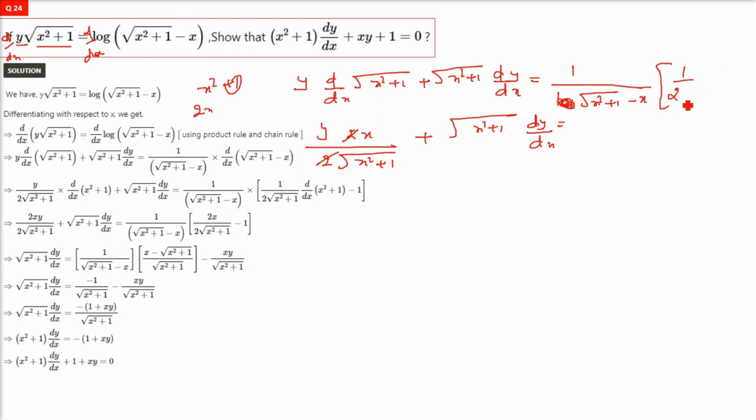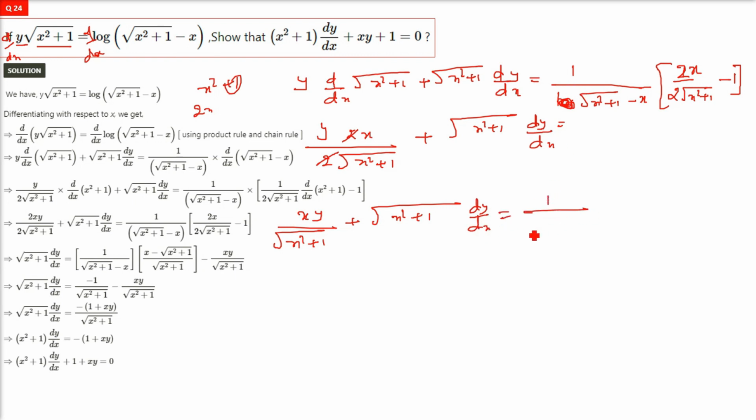Then we have 1 by twice of under root x square plus 1, which we did just now, minus, and the x square plus 1 also we have to differentiate, so 2x, and minus 1. So xy divided by under root x square plus 1, plus under root x square plus 1 dy by dx, and this is equal to 1 by under root x square plus 1 minus x.